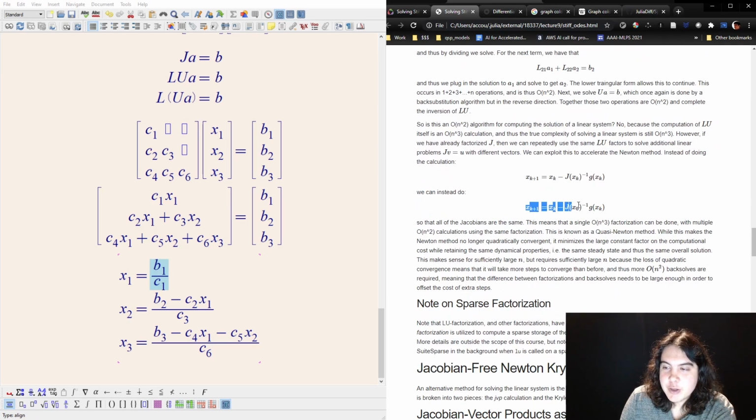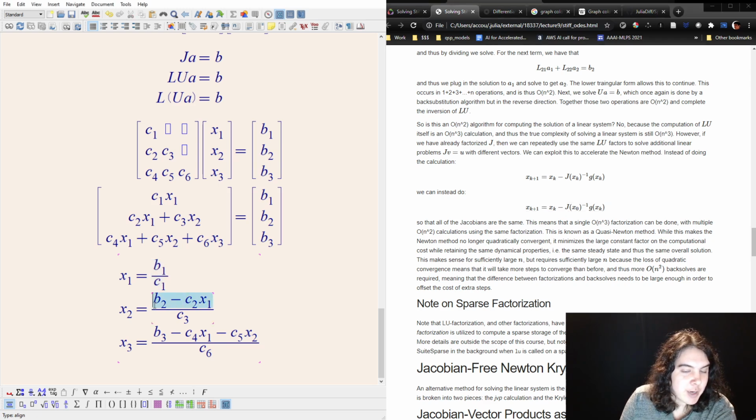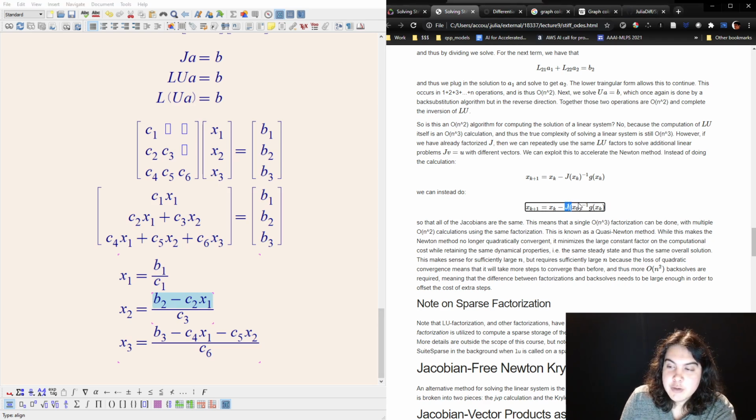And so the quasi-Newton method is where you just use the Jacobian evaluated at your first point, and then you keep on using that same Jacobian over and over, right? If you do that, then you only have to factorize the Jacobian once. You still have to do a bunch of back substitutions, but it's okay because those are all O(n^2). So you're doing a ton of O(n^2) operations and only doing one O(n^3) operation. Will this be better or worse?